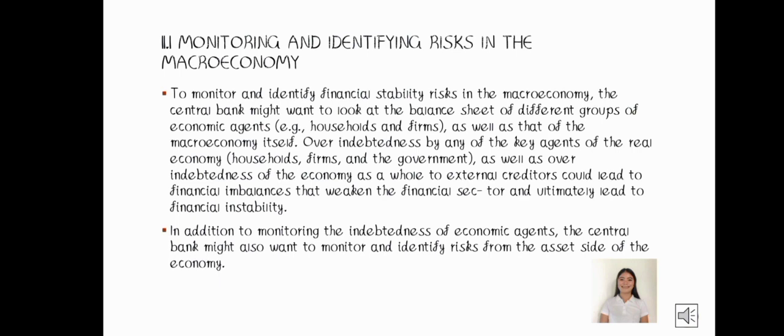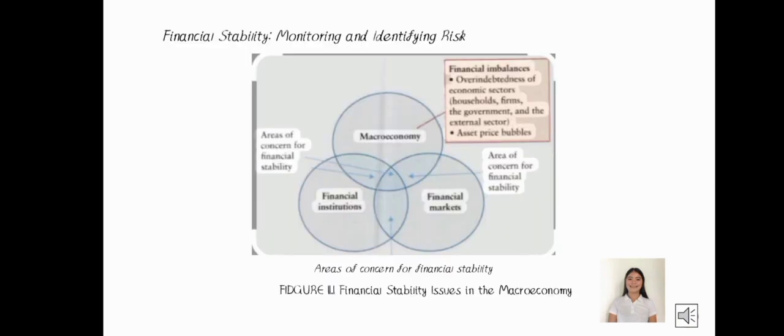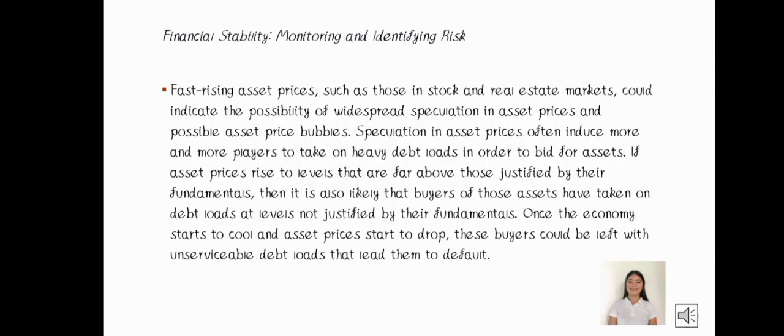In addition to monitoring the indebtedness of economic agents, the central bank might also want to monitor and identify the risk from the asset side of the economy. Next, the image shows Figure 11.1, the factors in the macroeconomy that may affect financial stability not only in the macroeconomy itself but also in financial institutions and financial markets through interrelated areas.